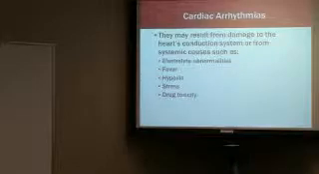So arrhythmias can result from damage to the heart conductive system, so the electrical system of the heart. If there are any electrolyte imbalances or abnormalities, fever, hypoxia, stress, drug toxicity. And we'll spend some time on drug toxicity toward the end of this lecture.